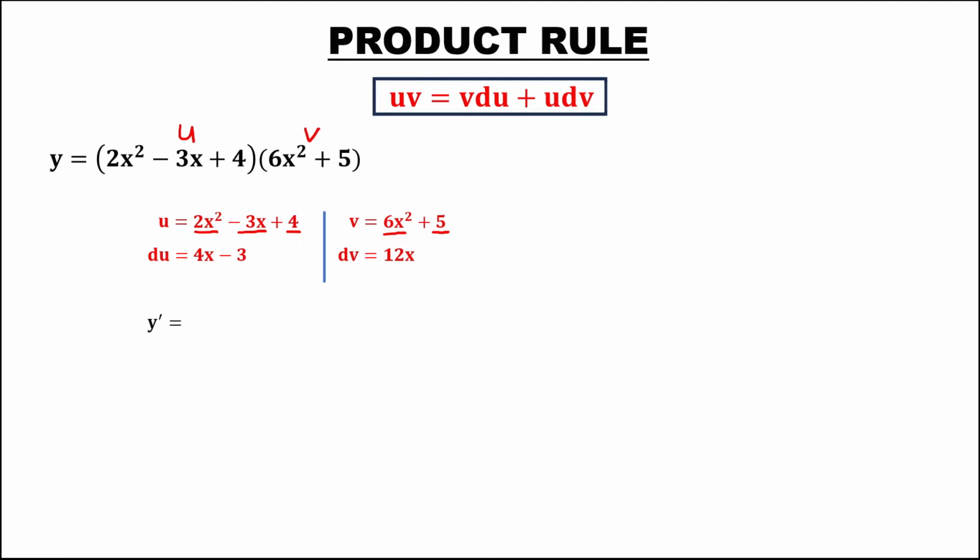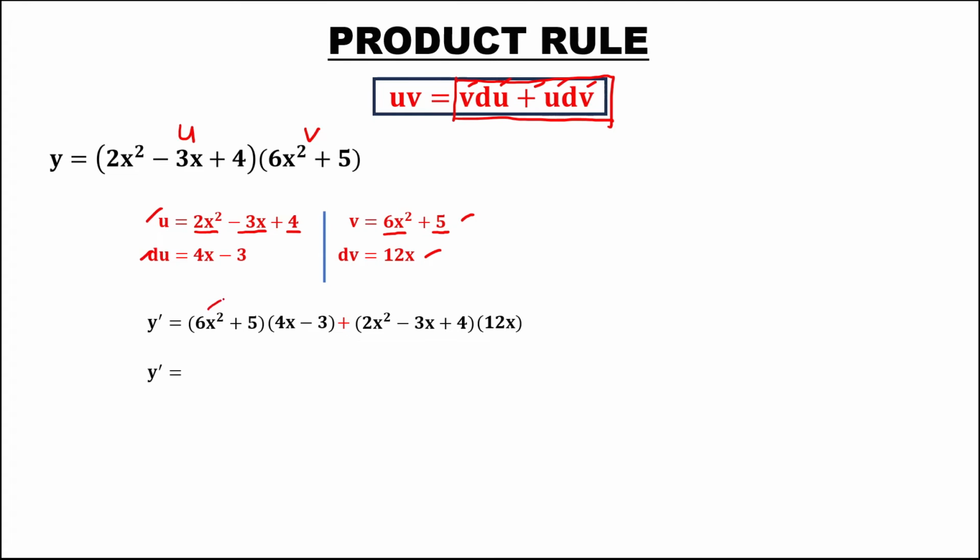Then to find the derivative, substitute now all the values into this formula. So we have v, that's 6x squared plus 5, then times du, that's 4x minus 3, then plus u, and u is 2x squared minus 3x plus 4, then dv, and dv, that's positive 12x.